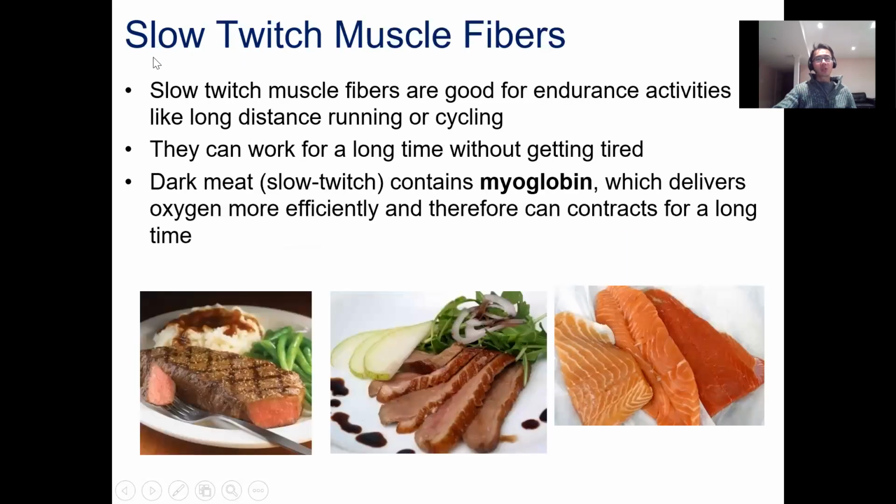Okay, so slow twitch fibers contract slowly, but they can go on and on for a very, very long time. So slow twitch fibers are good for endurance activity, like long distance running or cycling. They can work for a very long time without getting tired. All your postural muscles are going to have a high percentage of slow twitch muscle fiber.